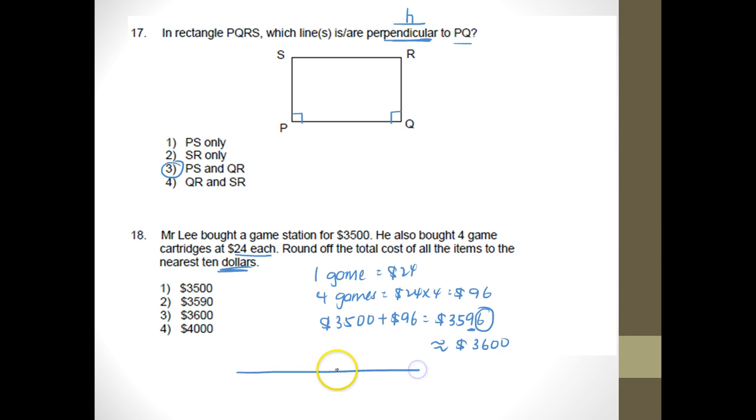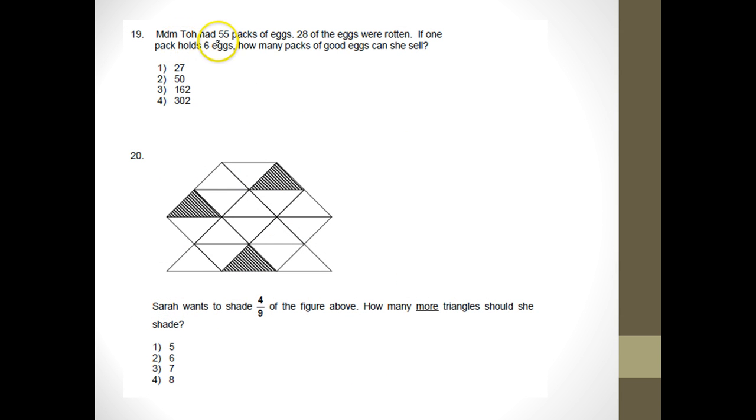Alternatively, I can draw my number line. 3,596 to the nearest tens: the lower one is 3,590, the next one is 3,600. The middle is 3,595. 596 is here. So it's nearest to 3,600. Option number 3.